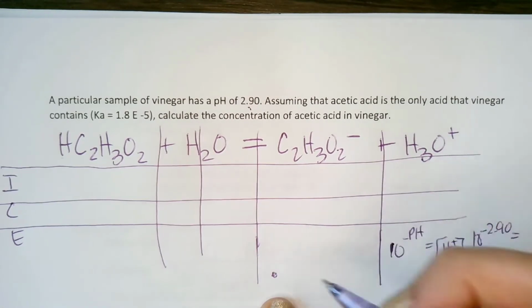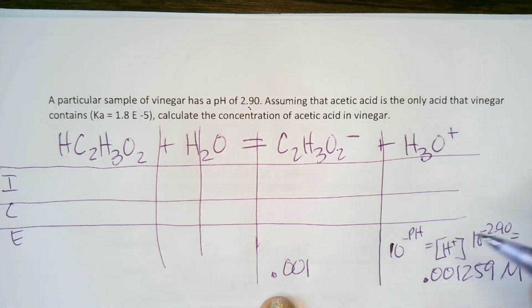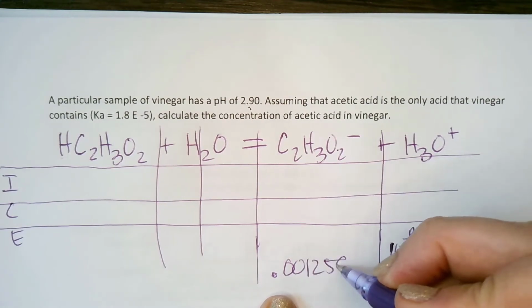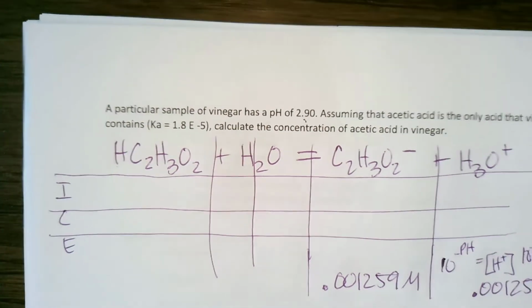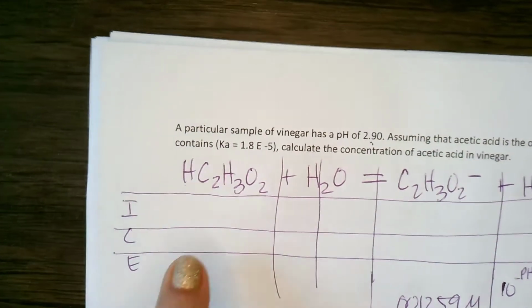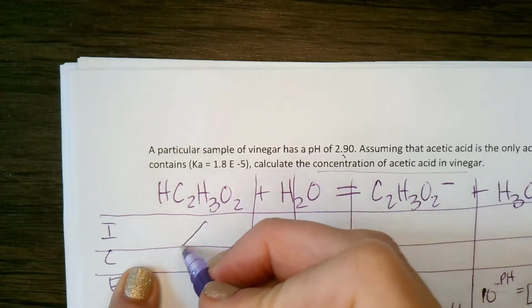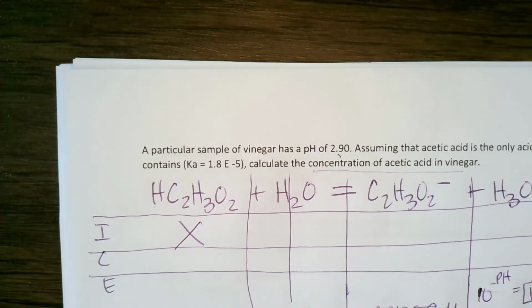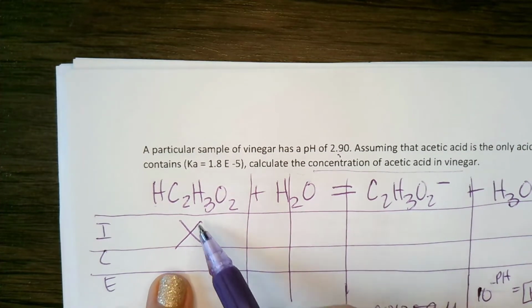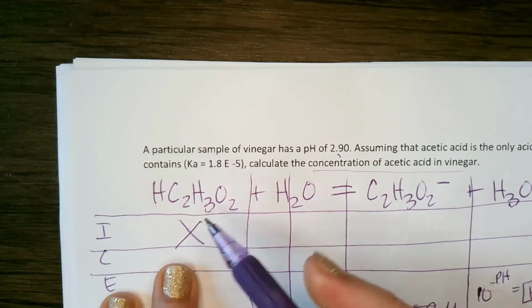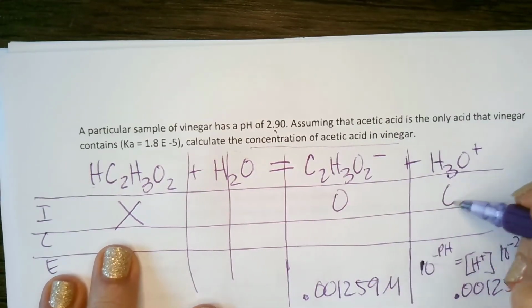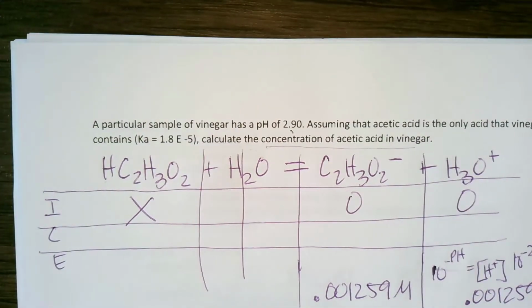So let's write these two in, 0.001259 molarity. I also know that I'm starting with a certain concentration of acetic acid, but I don't know what that is. We'll just call that X. I also know that I'm initially starting with that amount, and I don't have any of my products yet, assuming that the reaction has not started. So knowing all of that information, what can I fill in on my table?